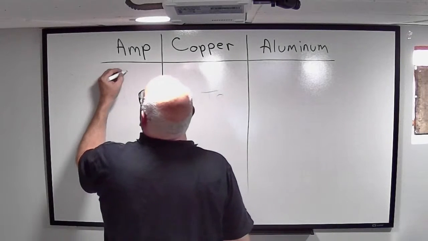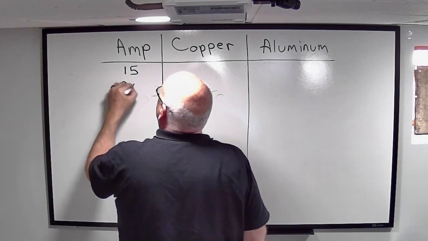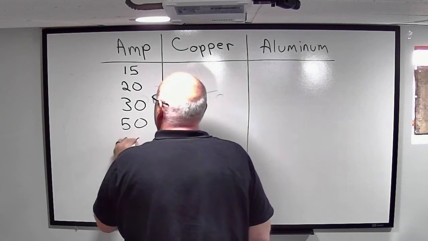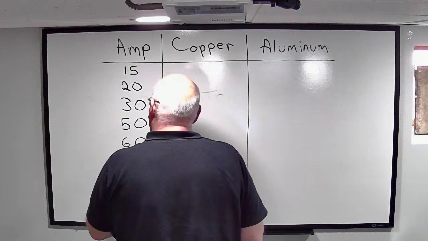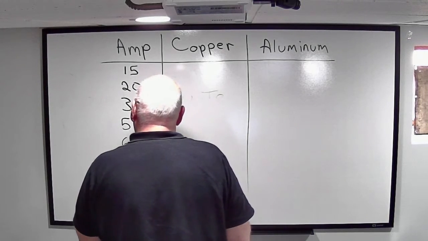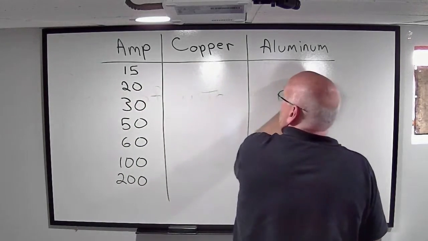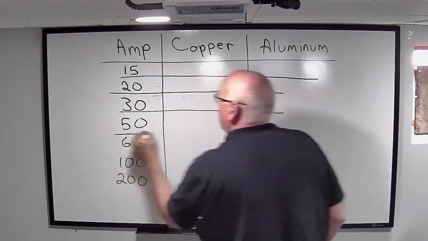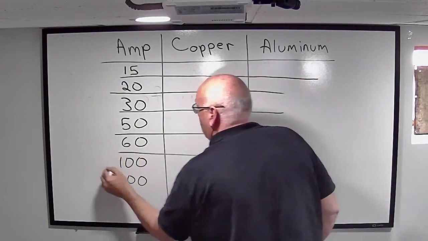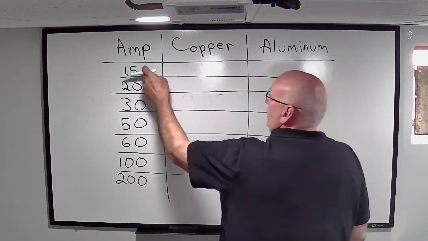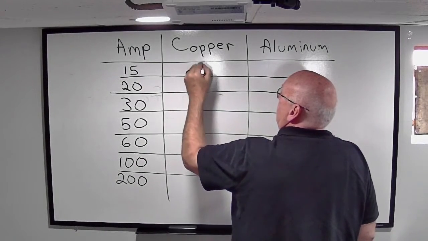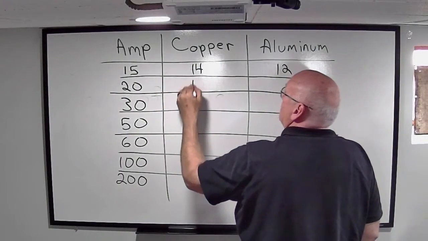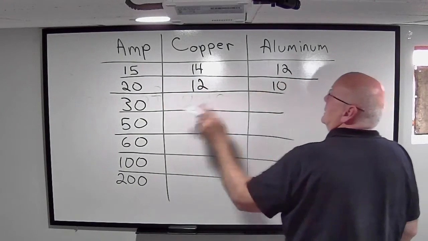So for amperage, we're going to start with 15, 20, 30, we'll jump up to 50, 60, 100, 200. And then we draw some lines through all this. All right, so for a 15 amp, I'm going to need a 14 gauge copper wire or a number 12 aluminum. For 20 amps, I'm going to need a 12 or a 10.